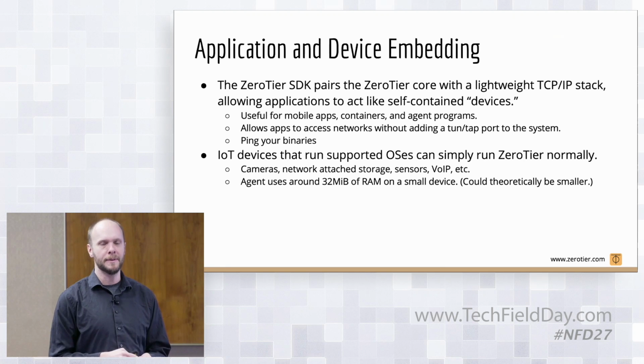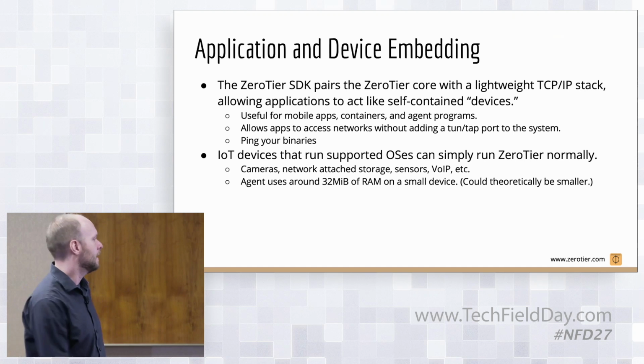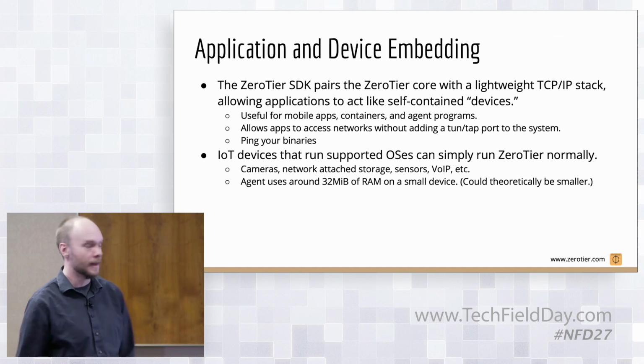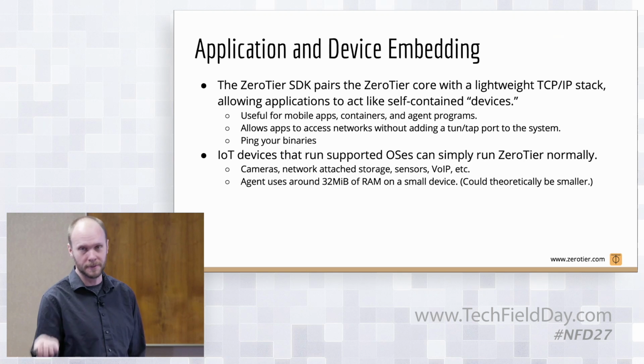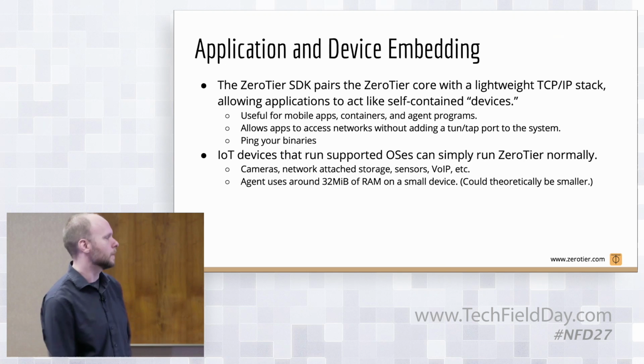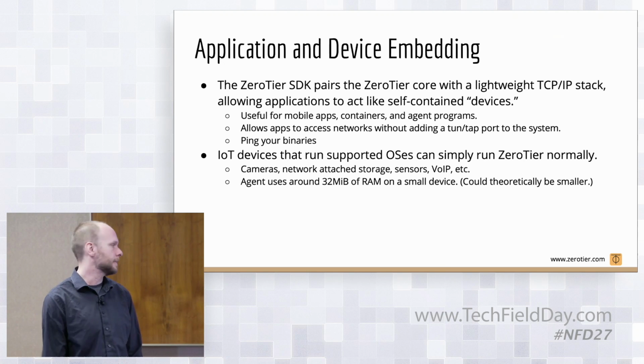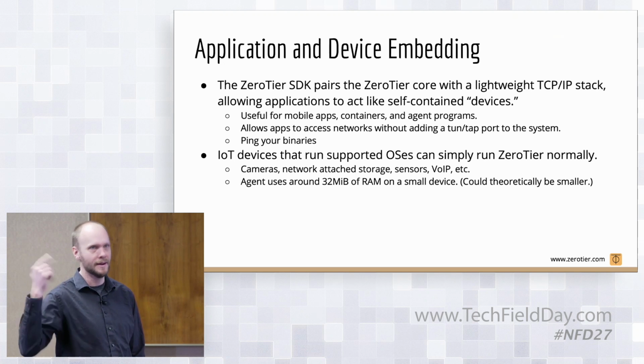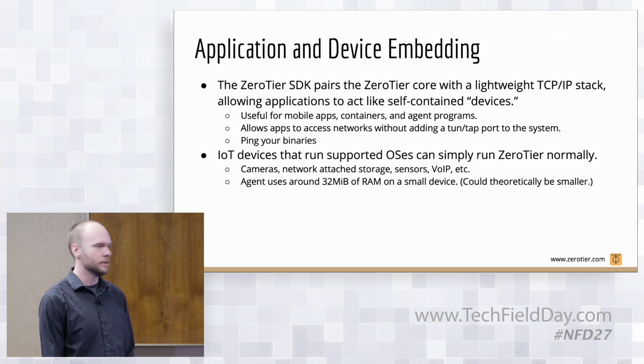You just launch the app, and the app is a device, and it pops up and it has its own little embedded stack and it talks to things. You can also run it on a lot of IoT devices that just run Linux or similar, just run it there normally, alongside everything else. We have cameras, NAS devices, drones, all kinds of things. The agent only uses around 32 megs of RAM unless you're doing anything crazy.